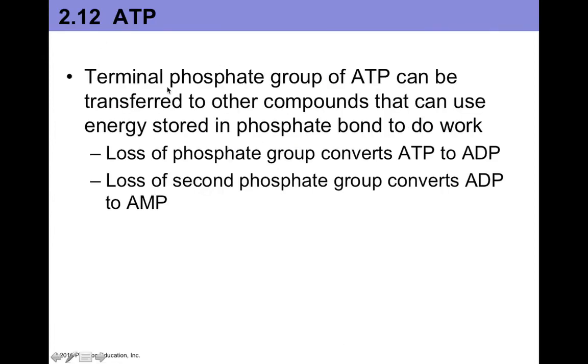Now, the terminal phosphate group of ATP can be transferred to other compounds to store energy, or you can use that chemical energy for work. The loss of one phosphate group converts ATP, adenosine triphosphate, into ADP, adenosine diphosphate, and the loss of a second phosphate group converts ADP to AMP, or adenosine monophosphate.